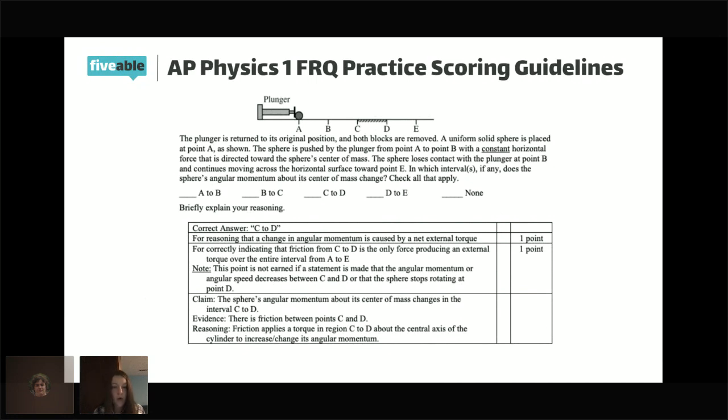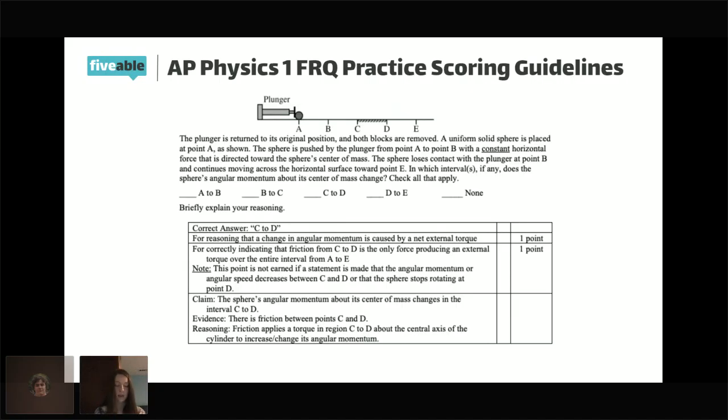Yes. So we have to reason that not only is angular momentum caused by a net external torque, but also that friction is the only force producing an external torque over the entire interval. So that is the 2019 FRQ.